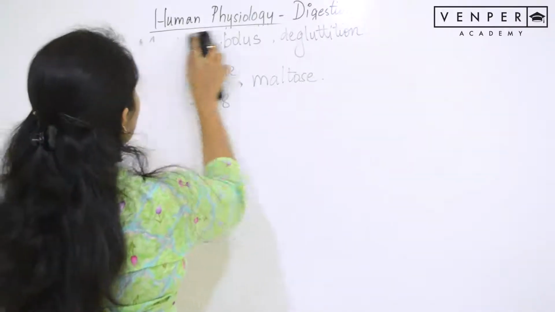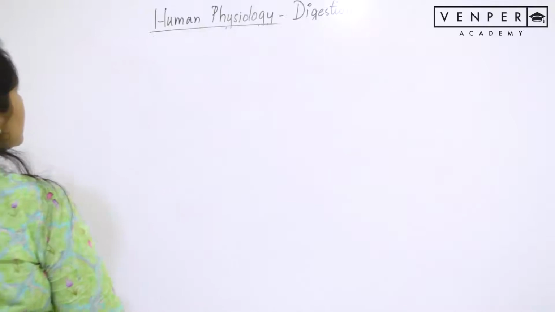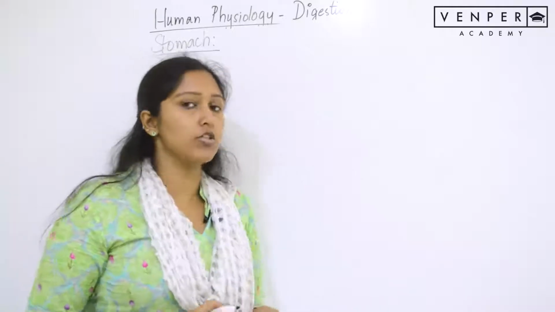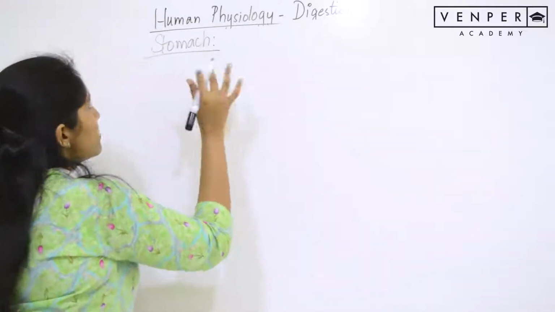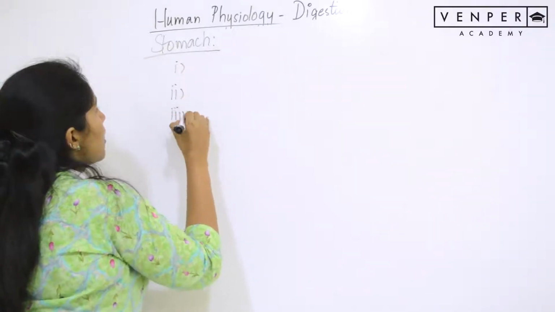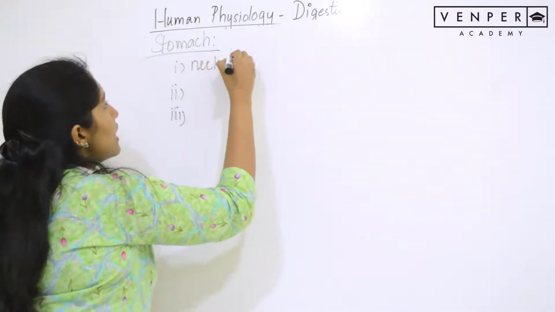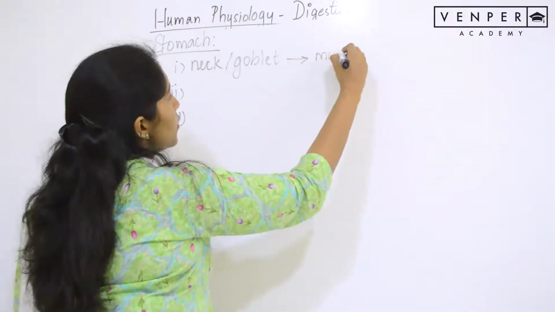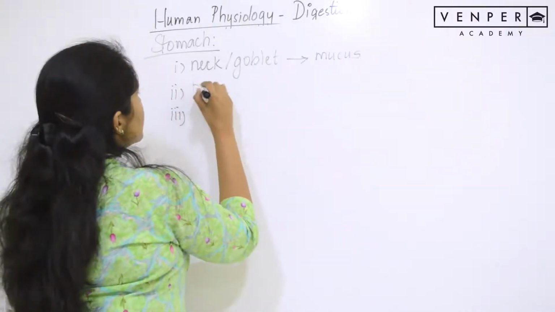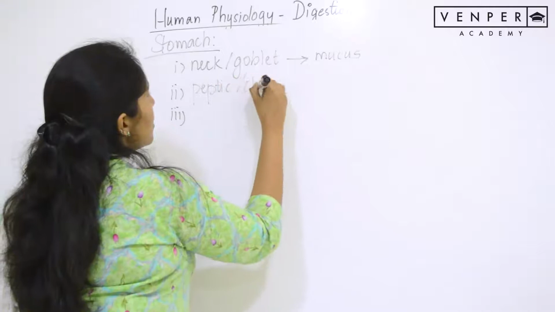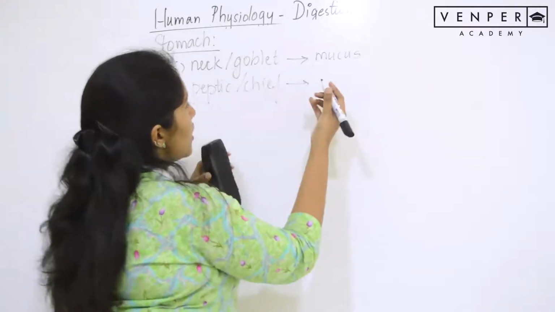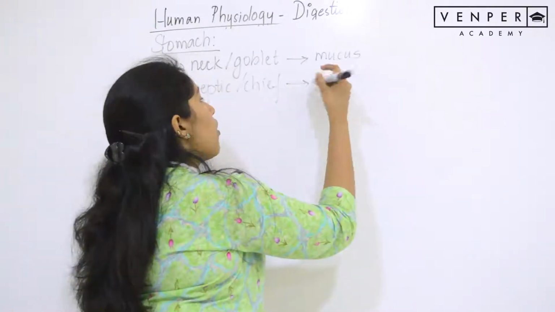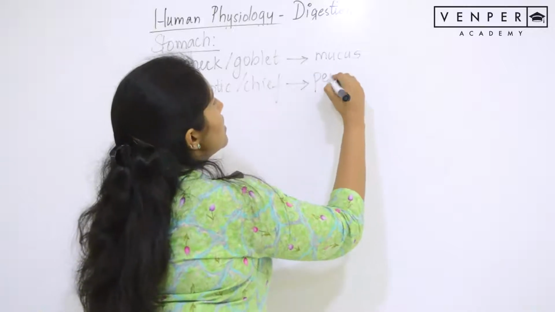If you look at the next part, that is the stomach. So we know there are various layers to the stomach. The mucosal layer in the stomach has 3 types of cells. First is the neck cell or the goblet cell, which secretes mucus. The second is the peptic or the chief cell, which gives the proenzyme, which means it is an inactivated form of the enzyme, called pepsinogen.